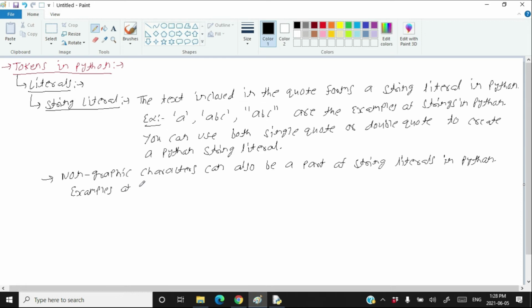A few examples of non-graphic characters are this one. All the non-graphic characters start with a backward slash. Backward slash followed by b represents backspace. Okay, let's try this non-graphic character in our code.